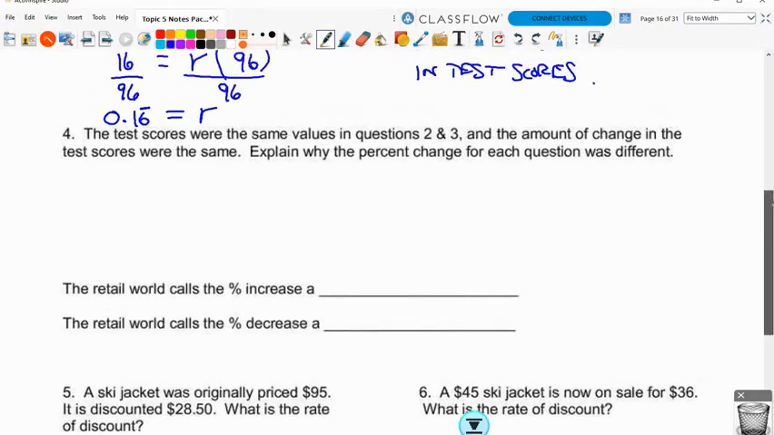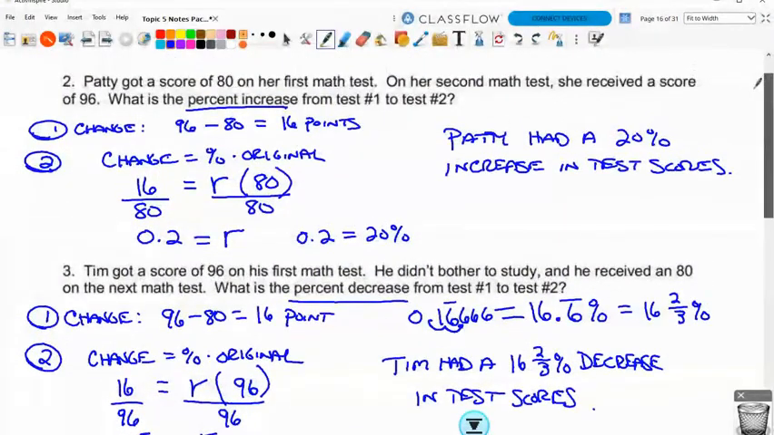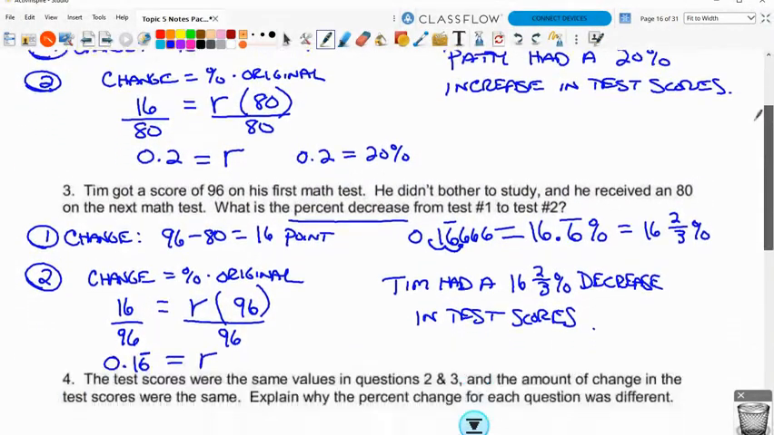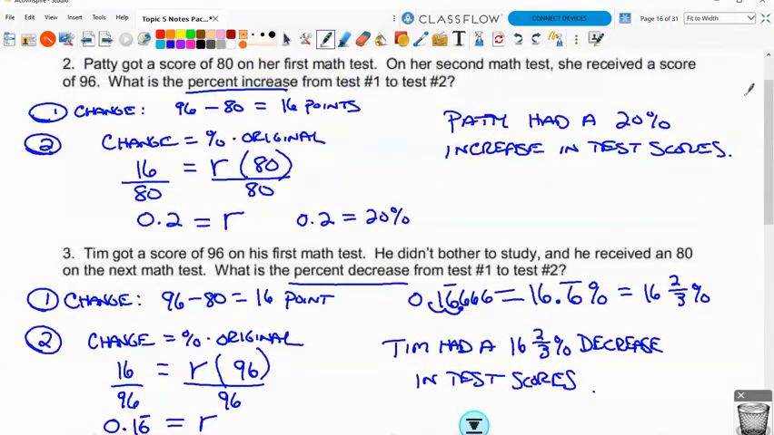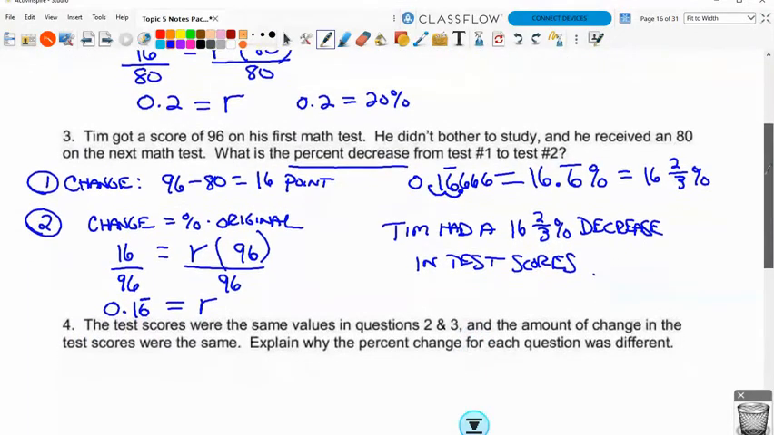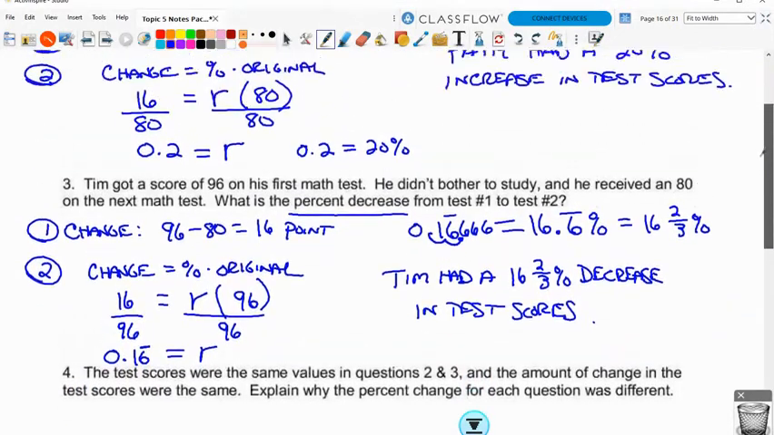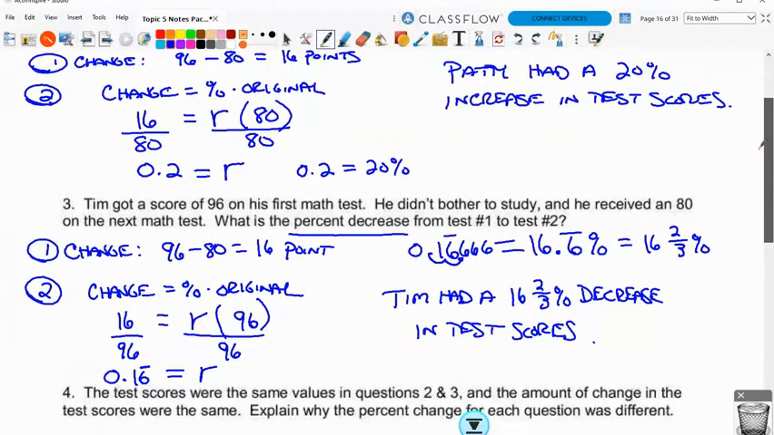Okay, notice that if we go back up, Patty had an 80 and a 96. Tim also had an 80 and a 96. So they had the same test scores. Patty had a 16-point change. Tim had a 16-point change. So their amount of changes were the same, but the percent changes were different, all right?